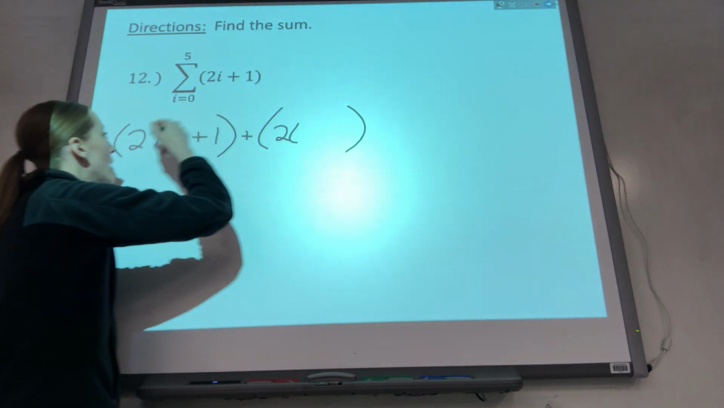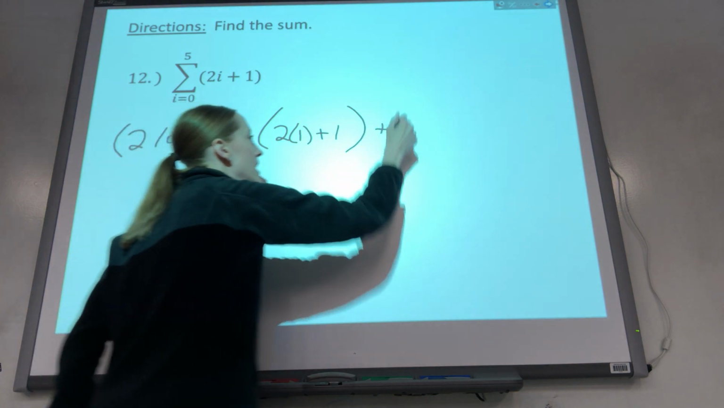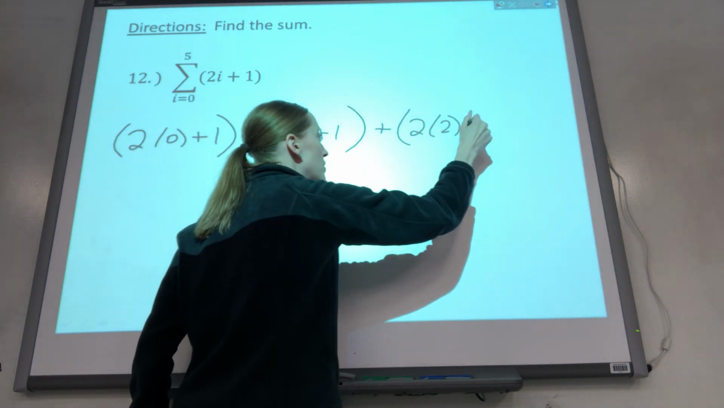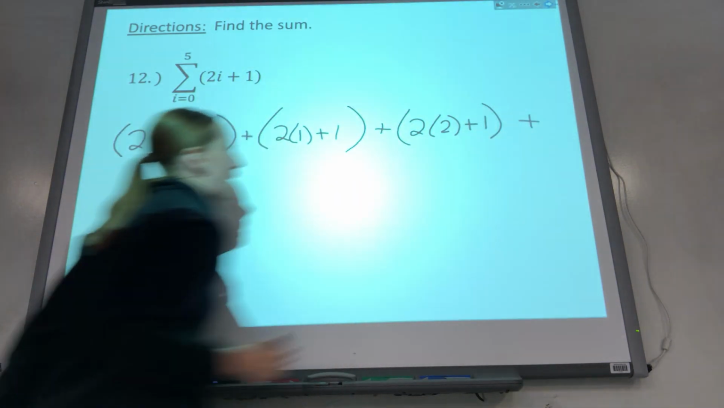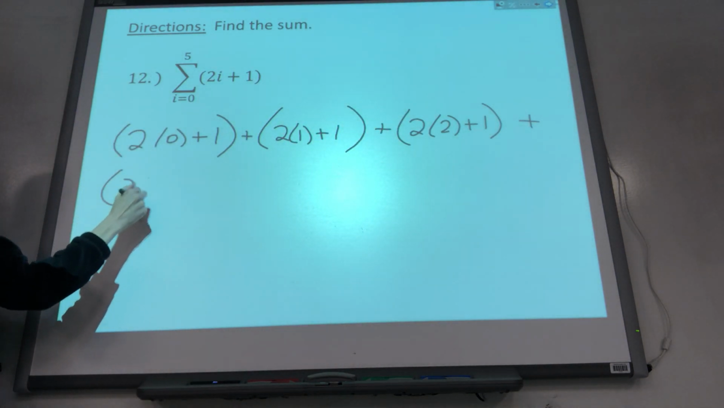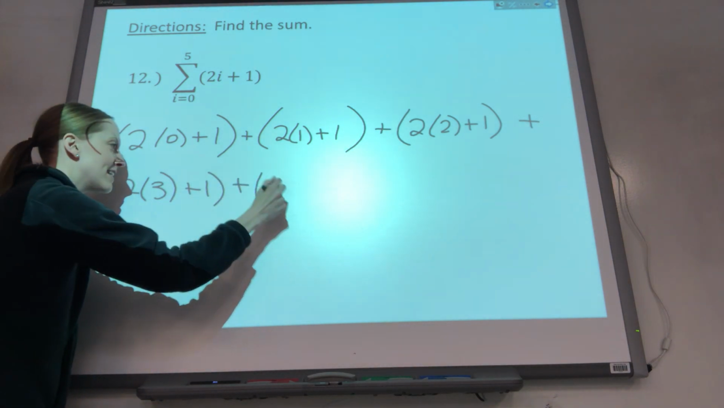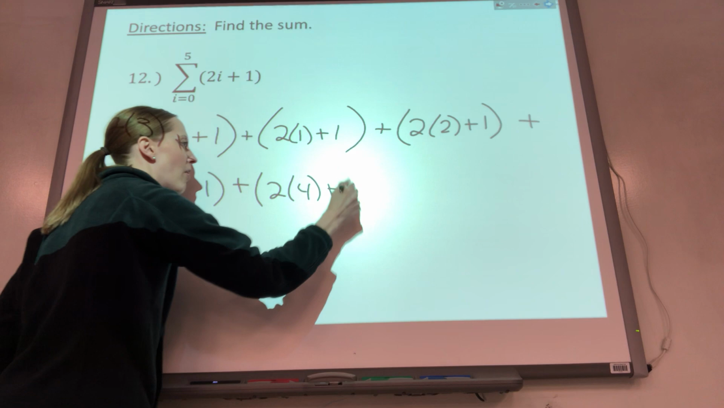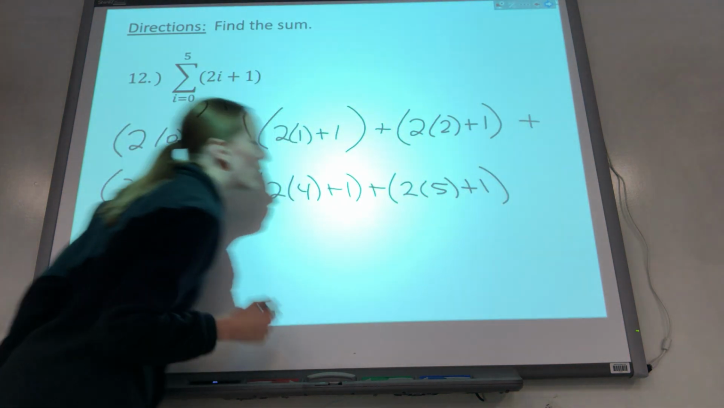So I'm going to go with the 1 next. 2 times 1 plus 1. Then I'll go up to the 2. 2 times 2 plus 1. Ran out of room. Plus 2 times 3 plus 1. Plus 2 times 4 plus 1. Plus 2 times 5 plus 1.